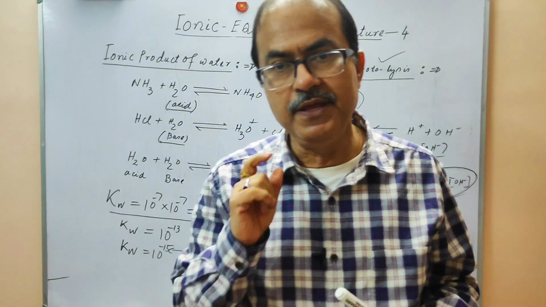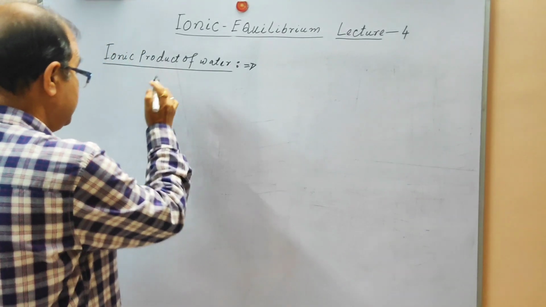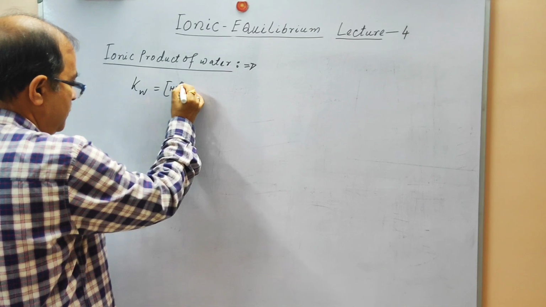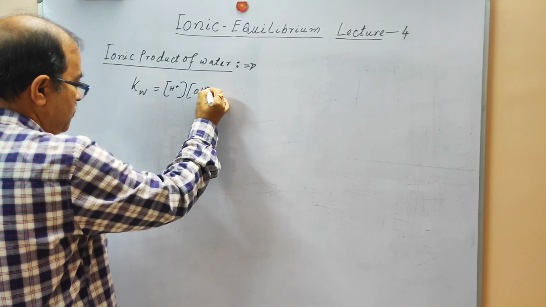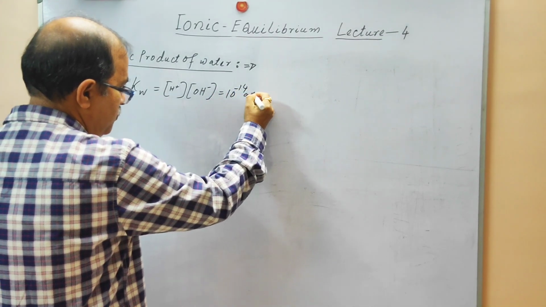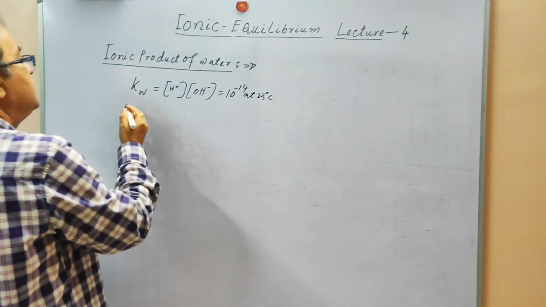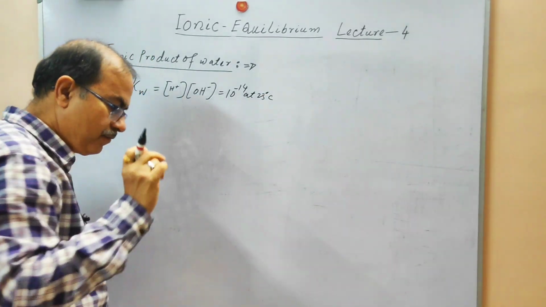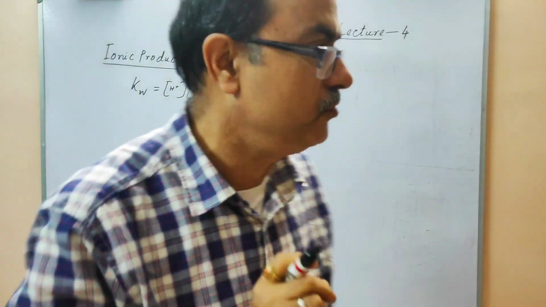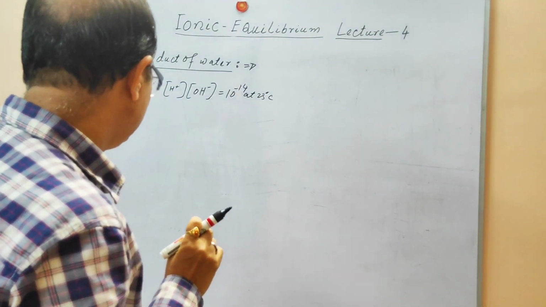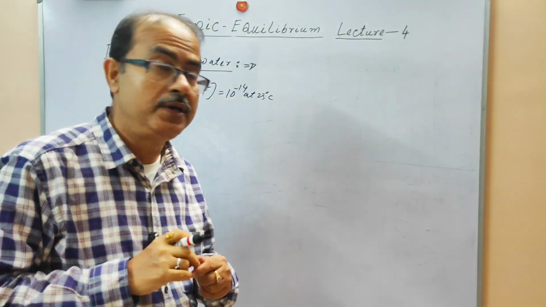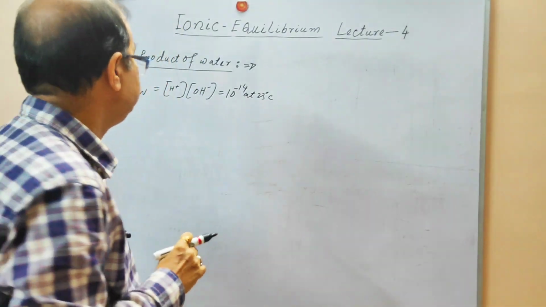Another thing that is very important to understand is what Kw is. Kw is basically the product of the molar concentration of the hydrogen ion and the molar concentration of the OH minus ion, and it is 10 to the power minus 14 at 25 degrees Celsius. But this Kw is fixed for any type of solution, whether it is a neutral solution, an acidic solution, or a basic solution. So it is a very important thing that Kw is constant, and with the help of this Kw, we will be able to derive many things that we will discuss later.